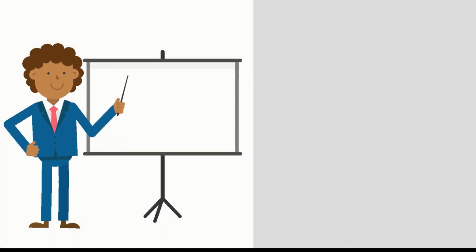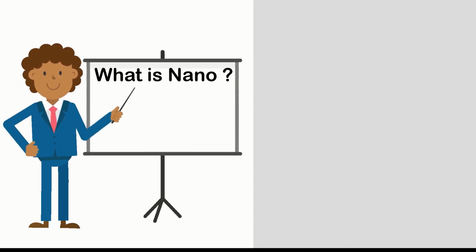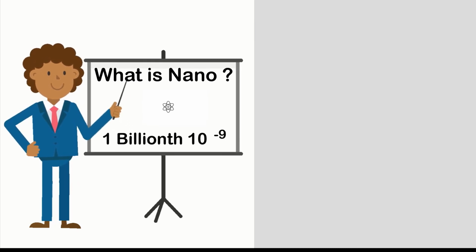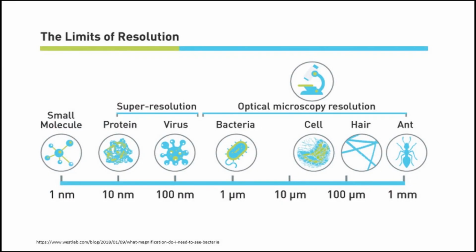Before we jump into the lab tour, it's good to go over a few basics. What is nano? Nano is a scale meaning 1 billionth. So a nanometer is 1 billionth of a meter, or 10 to the negative 9 power. So nanotechnology deals with a scale range between 1 to 100 nanometers. Let's put that into perspective.